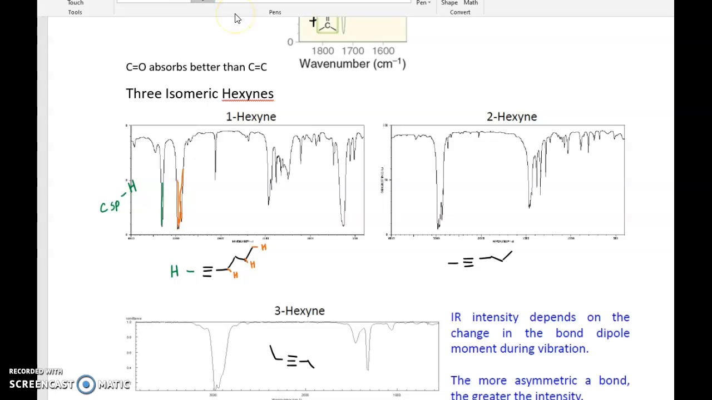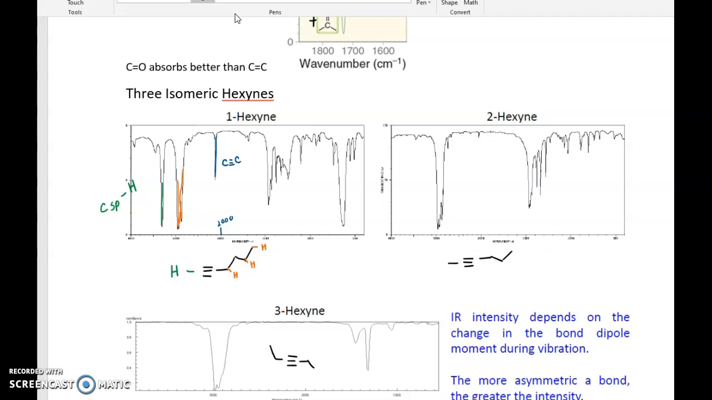I'm not going to draw all of them, but that's what we expect to see. The next peak, this one right here, this is the 2000 mark. It's kind of hard to see, but that's 2000. And between 2100 and 2200 is where we expect to see the carbon-carbon triple bond. So that's what we see.